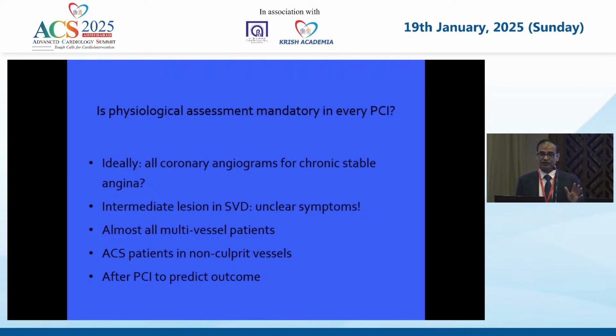But suffice it to say, the mass of evidence suggests that if done at the appropriate time, even non-culprit vessel physiology guided revasc is as good, if not better, than angiogram guided, at a cost of a fewer number of stents being implanted. After PCI, to predict outcome, and this is the elephant in the room, if you use post PCI physiology, you'll actually be able to predict, in my opinion, probably slightly better than imaging itself.